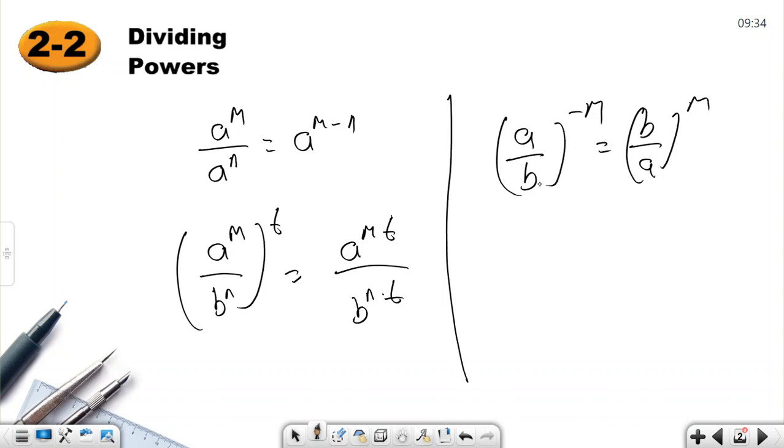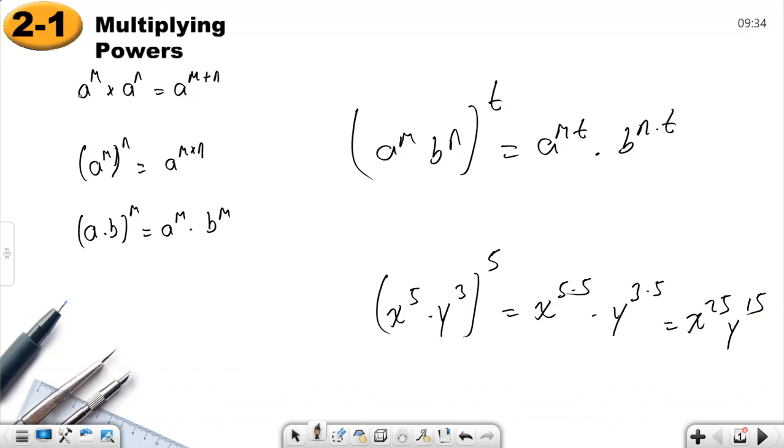If there's a negative power, we can write the reciprocal of the base. So there are three rules for division, 1, 2, 3, and 1, 2, 3 for multiplication. You can combine the first rule and the third rule here.